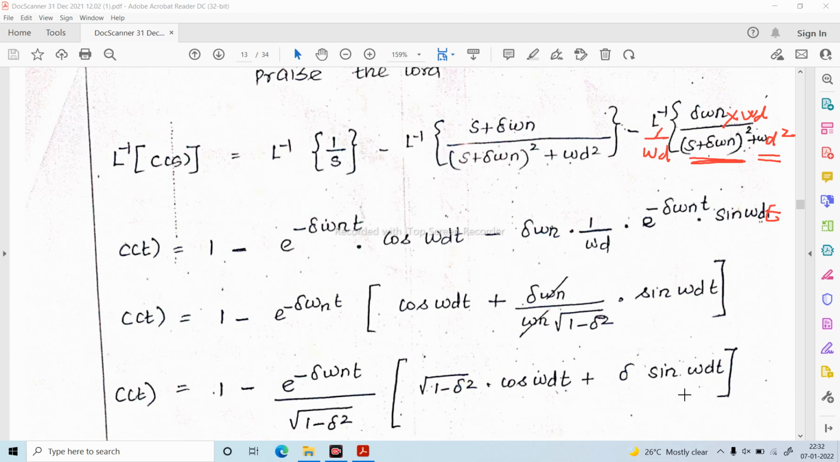So what is the value of omega d? Omega d square is equal to omega n square into 1 minus delta square. From this, what is omega d? Omega d is equal to omega n square root of 1 minus delta square.